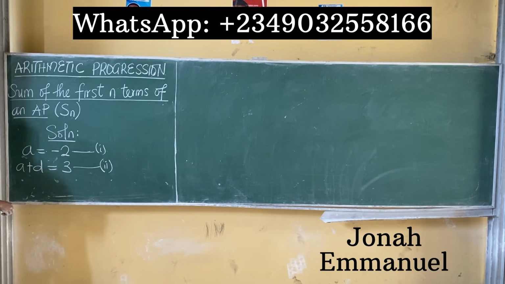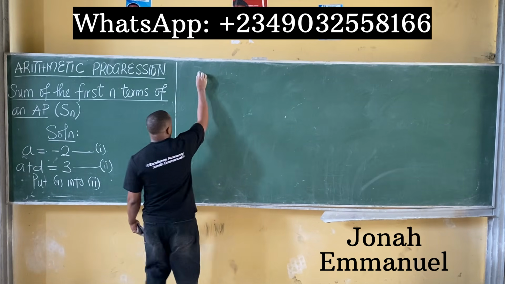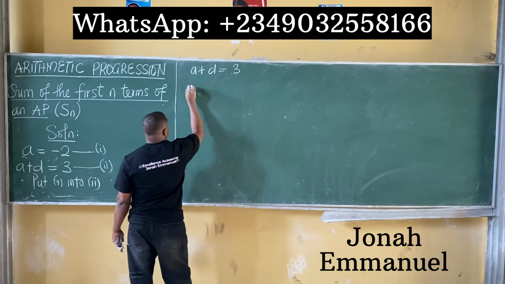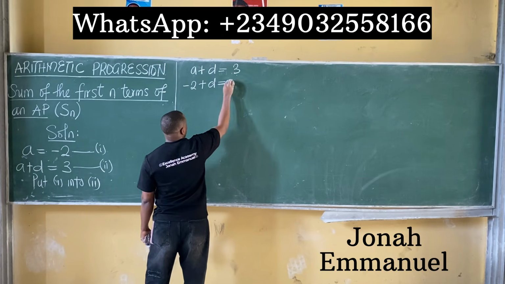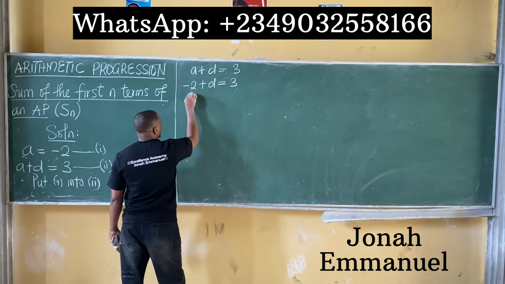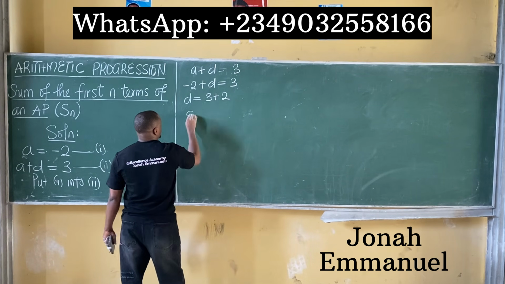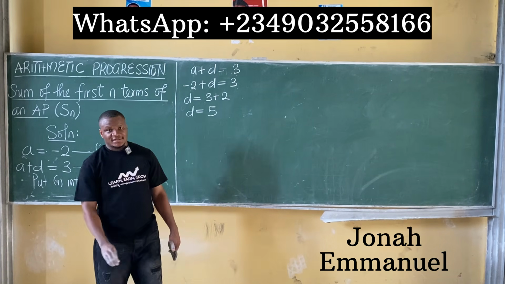So, let's get the value of d. To get d, we'll put equation 1 into equation 2. For equation 2, we have a plus d equal to 3. A is minus 2, plus d is equal to 3. Move this over here, so d will be equal to 3, minus 2 comes over here, becomes plus 2. So d is equal to 3 plus 2. You have 5. So the value of d there is 5.